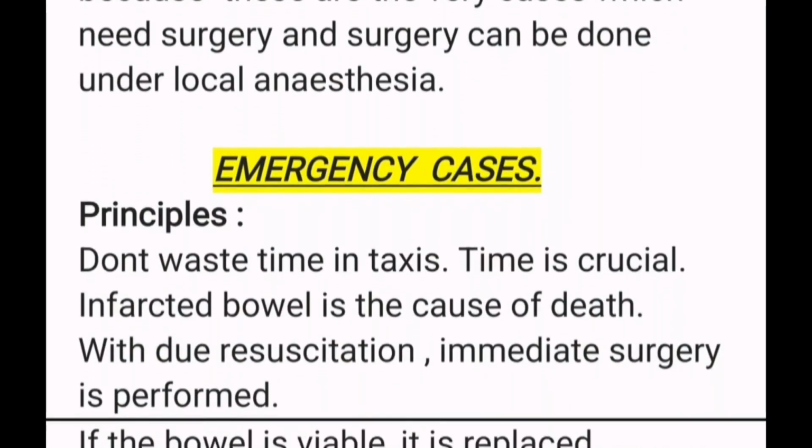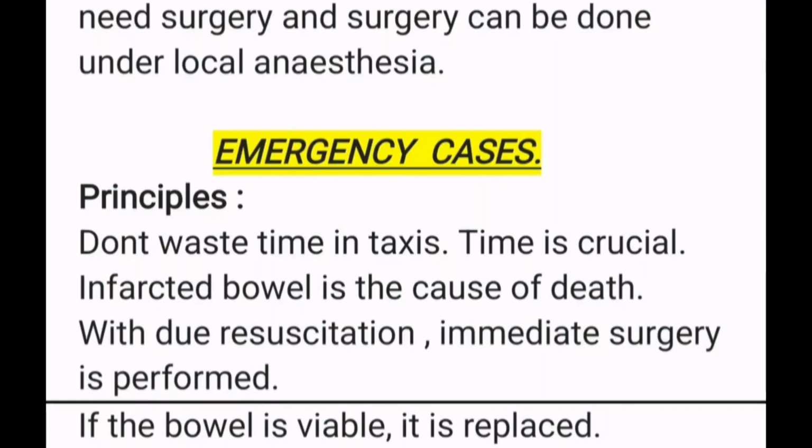There are two situations: emergency cases and elective cases. Management of emergency cases. The principles are as follows. Don't waste time in taxis. Time is crucial. Infarcted bowel is the cause of death. With due resuscitation, immediate surgery is to be performed.